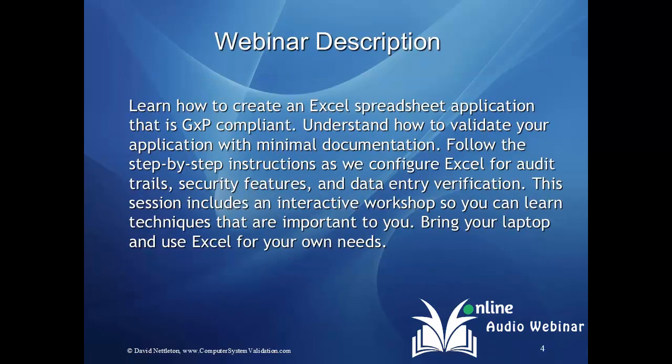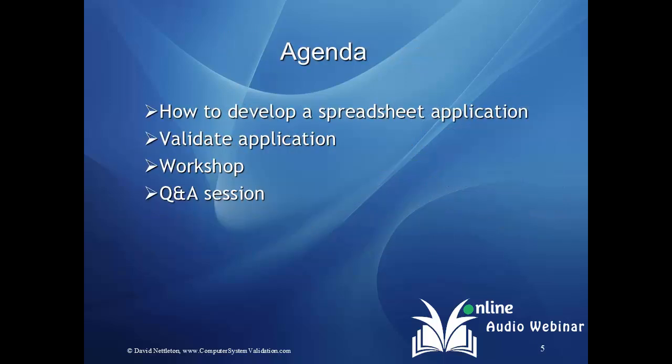So we're going to understand how to validate an application using our fill-in-the-blank templates. I'm going to give you step-by-step instructions as we configure Excel's built-in audit trail. Our agenda is going to be how to develop a spreadsheet application, then we're going to figure out how to validate it, and then we're going to have our workshop in Excel where we do it all live in Excel.